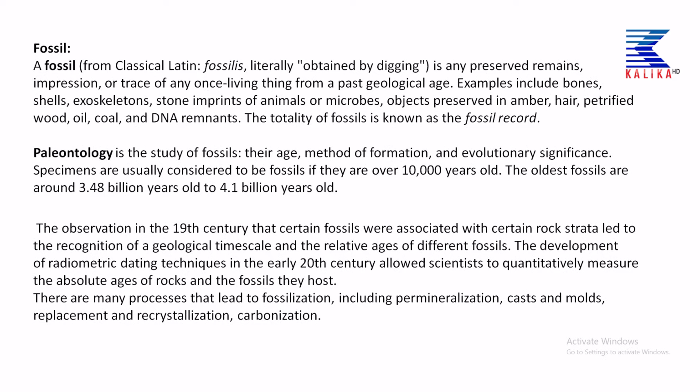The age can be found by carbon dating, that means radioactive dating, which is the term used to measure the age of fossils, or the age of plants and animals preserved in the fossils. That process is known as carbon dating or rock dating. For fossils, the specimen must usually be 10,000 years old, and the oldest fossils are about 3.48 billion to 4.1 billion years old.